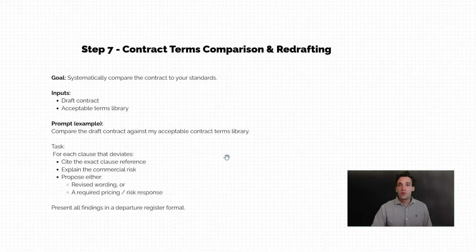Next, we do the big pattern matching exercise where we upload our contract and then give it a prompt where we get it to compare our acceptable contract terms against the terms and conditions in the contract, but also to flag any terms that aren't covered by our standard terms. So it's looking at all the terms and the conditions in the contract and outputting this as a departure register.